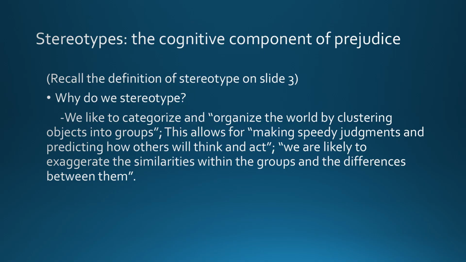Let's look a little further at stereotypes, which we know from earlier are the cognitive or thoughtful component of prejudice. So why do we stereotype? Well, our brains, as I think we've discussed before, like to categorize and organize the world by putting not only objects but people in groups. This allows for making speedy judgments and predicting how others will think and act. We are likely to exaggerate the similarities within the groups and the differences between them. So our brains just don't like random objects and disorganization. They like to organize and put things in groups. And that tends to make us be prejudiced towards certain groups and put people in certain groups.